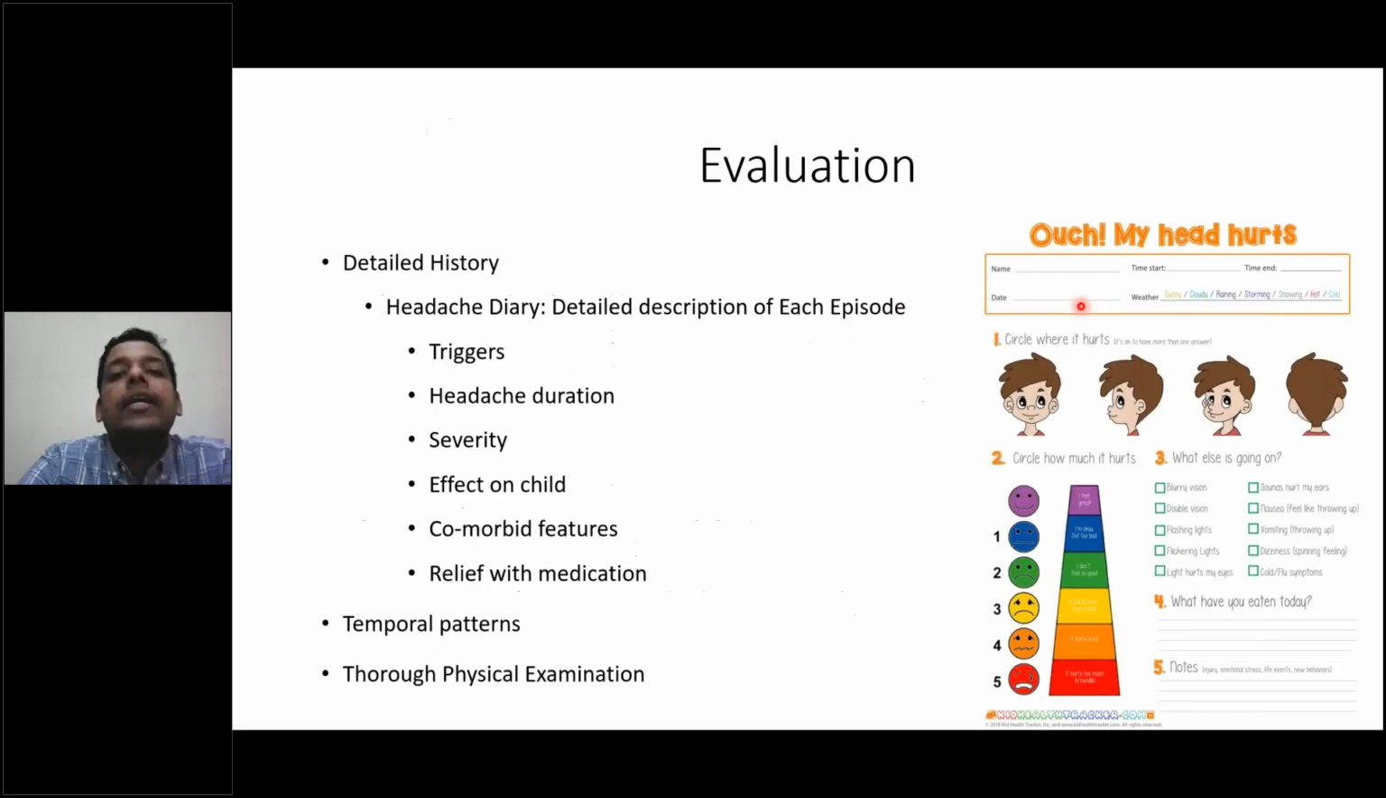So as far as the evaluation of a child with headache is concerned, again, very important is to have a detailed history. The detailed history, the easiest and the most difficult way is to get a headache diary. It is easy because if it is properly maintained, it gives us a lot of information. It is difficult.